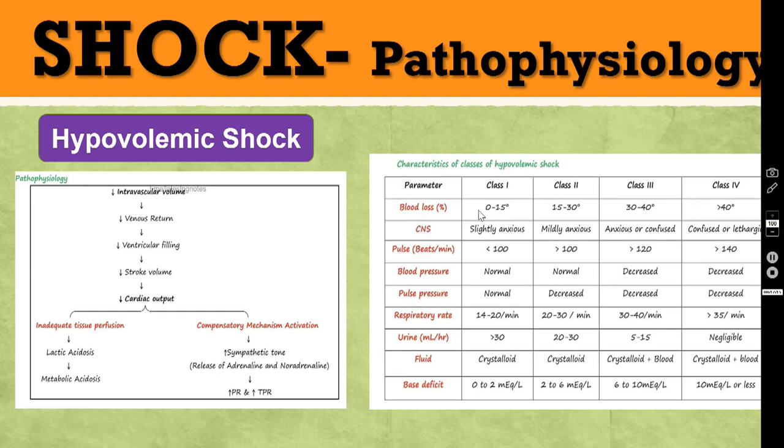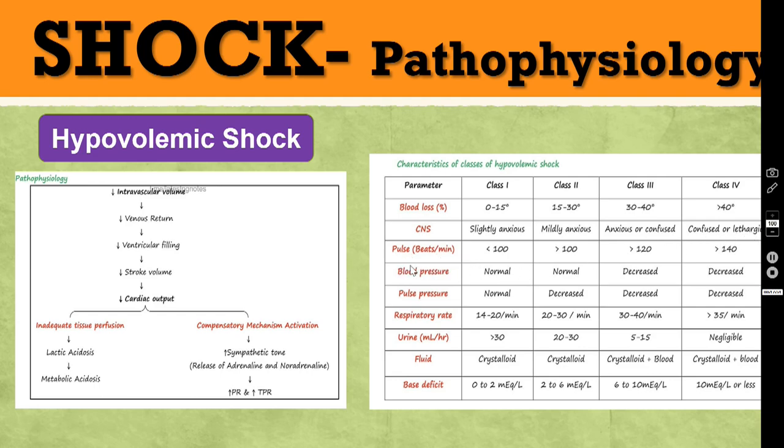Suppose if the blood loss is 0 to 15%, that is class 1. In class 2, it is 15 to 30%. Class 3, 30 to 40% of blood loss. If it is more than 40% of blood loss, then it is class 4. Coming to the parameter of CNS, patient will be slightly anxious in class 1 shock. In class 2, they will be mildly anxious, whereas in class 3, patients are anxious or confused. In class 4, they are confused or even lethargic.